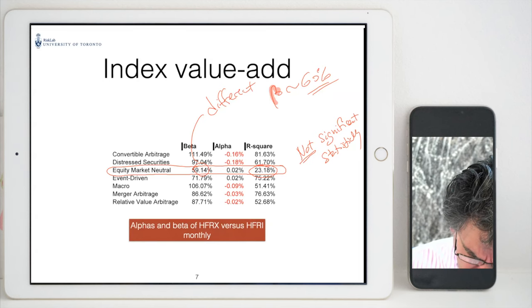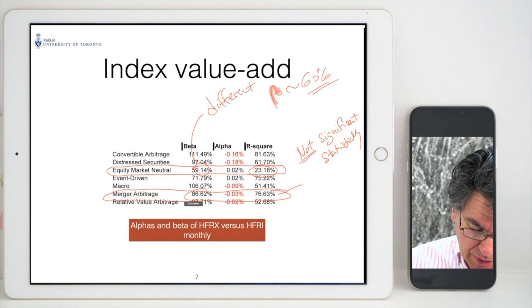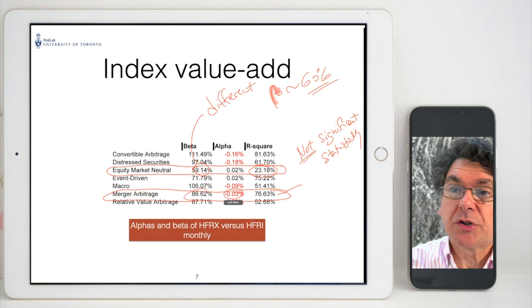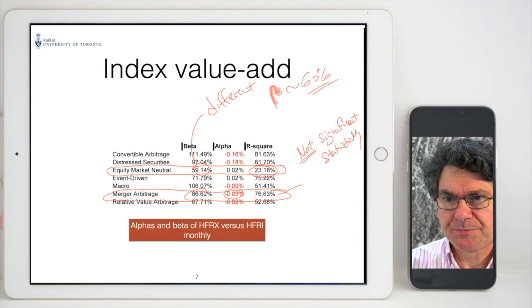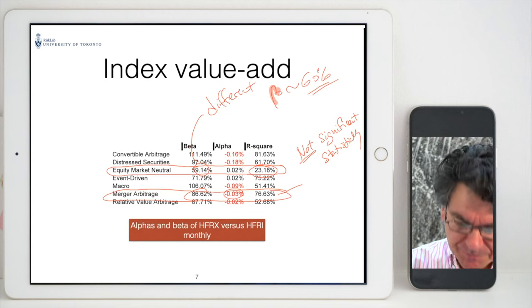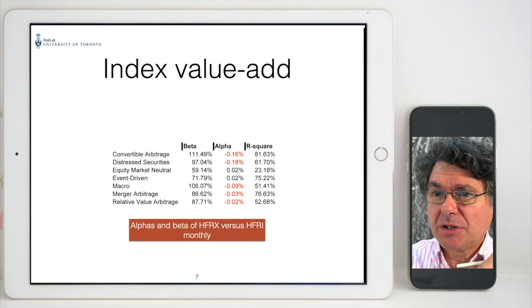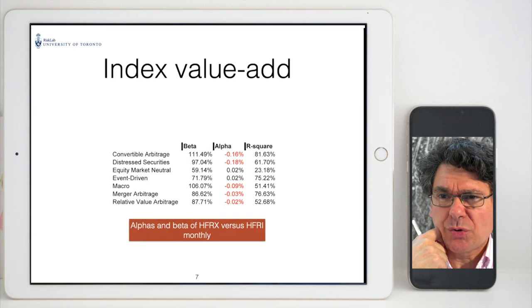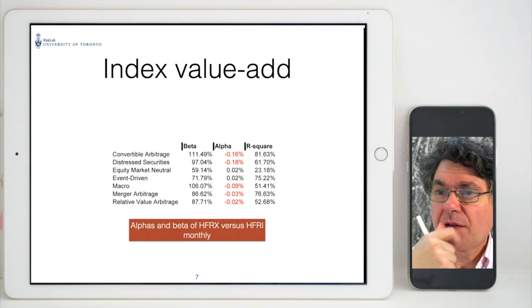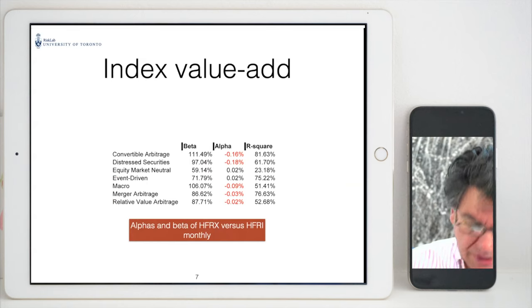For example, how about this one here? Merger arbitrage, the investable and the non-investable, the R square is good, and the beta is good, and the alpha is less. So this is similar to the convertible arbitrage. They are similar, but the investable is worse than the non-investable. Okay, you see? We have seen a lot of mathematical tools up until now, and now we see how we get to use them. I'm giving you examples on how we can get to use them. Okay, so I hope this is clear.